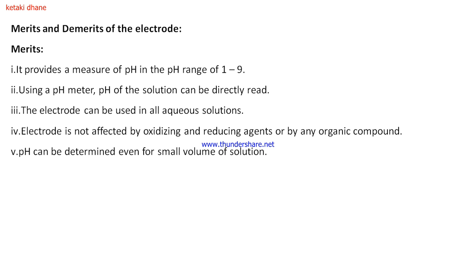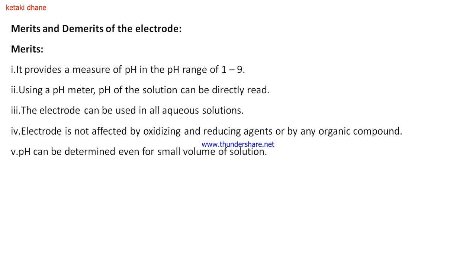Now these are some of the advantages and disadvantages of this glass electrode. It provides a measure of pH range between 1 to 9. In the case of the first electrode, that is the calomel electrode, it is giving the pH range between 1 to 8. Here it is broadly 1 to 9. Using a pH meter, the pH of the solution can be directly read. So we can directly measure the pH of the solution. The electrode can be used with small quantities.